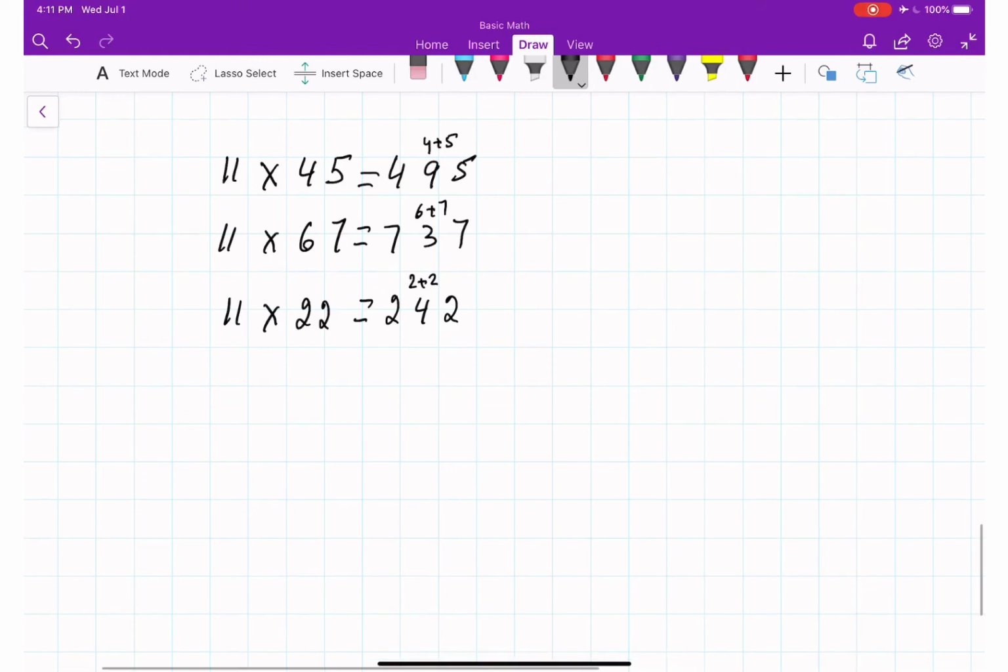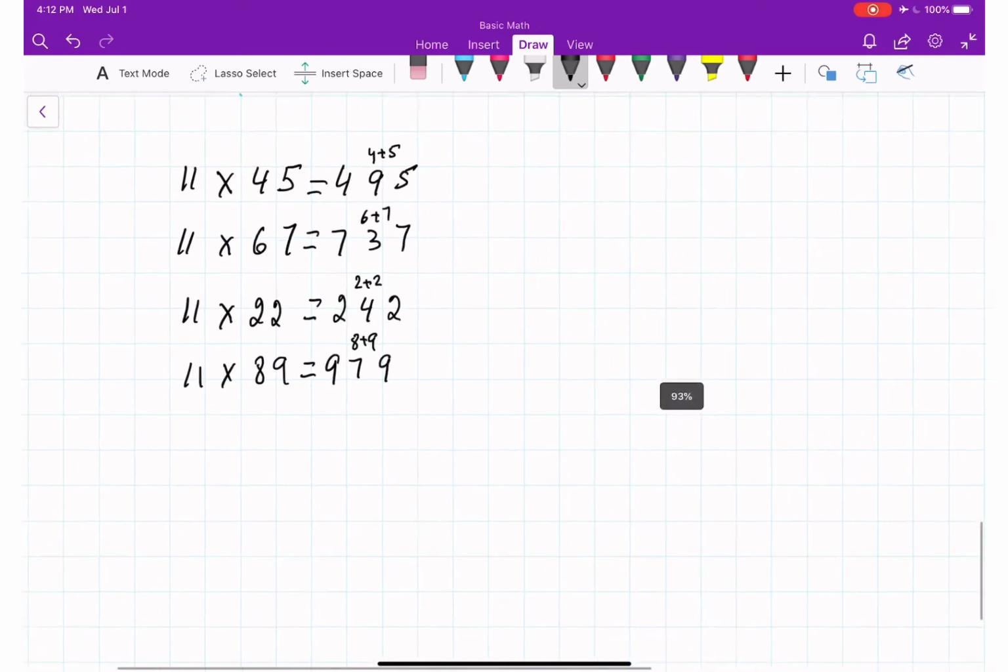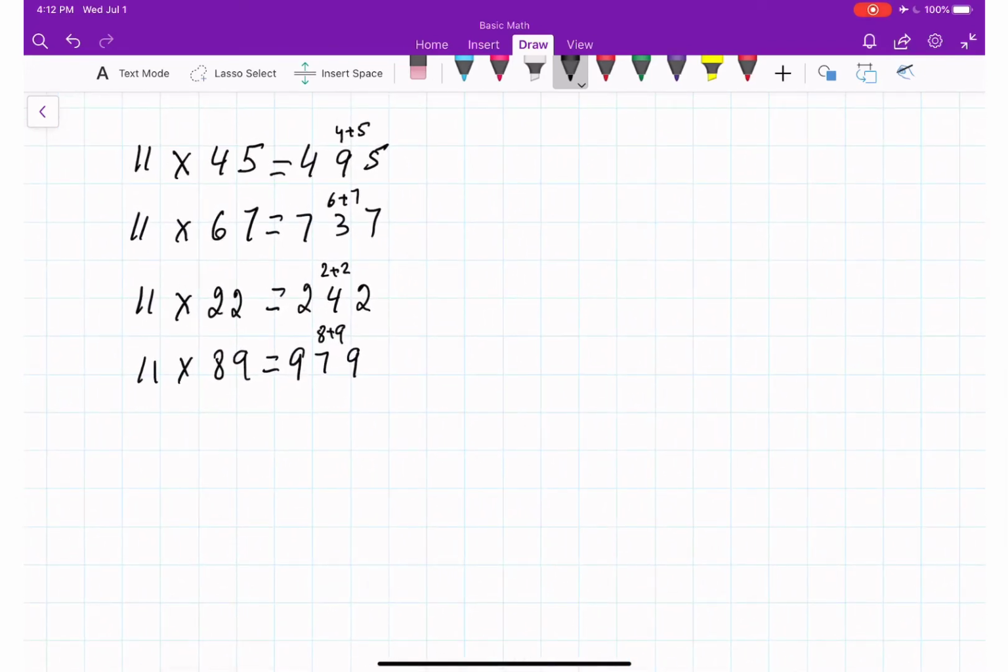And one more, 11 times 89. Here you get 8, 9, and 8 plus 9. It will be 17, right? So this 8 will become 9. And that's it. So next, let's multiply 11 by much bigger numbers.